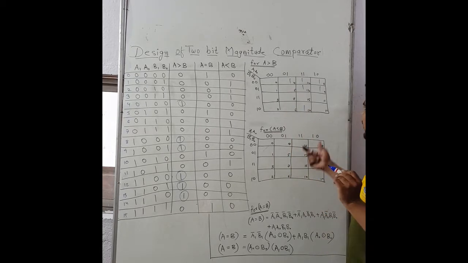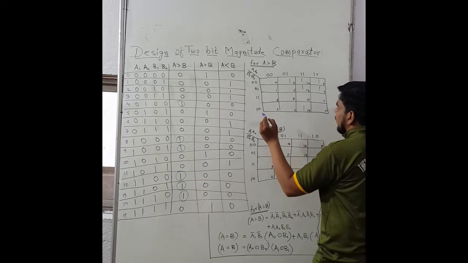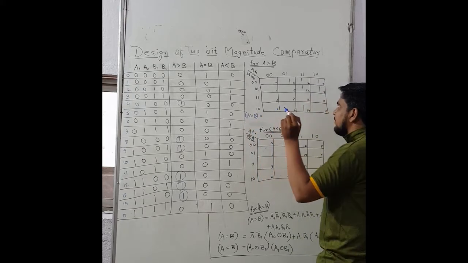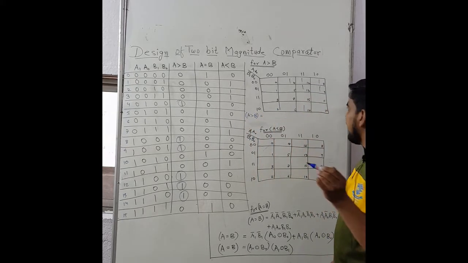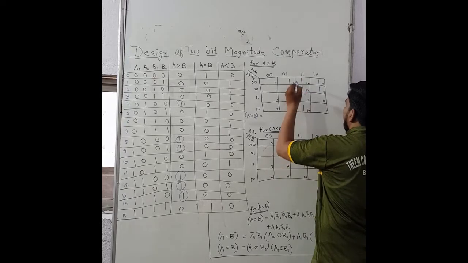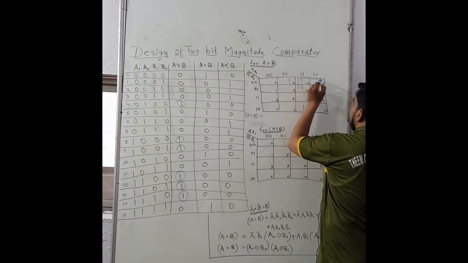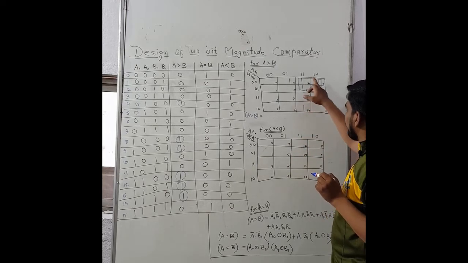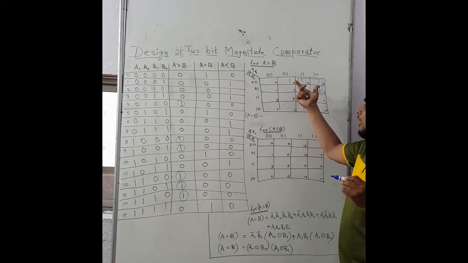Okay, in this way we will represent the min terms into the particular cells. Now the expression for A greater than B: see the maximum number of ones in the cell. Here we can make a group of 4 cells. For this group of 4 you can see my video of Karnaugh map.